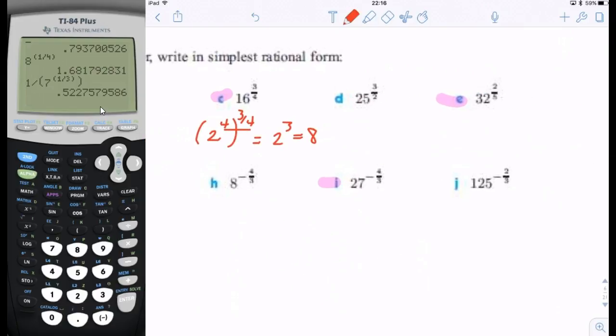What about this one? 32 can be expressed as an exponent of 2, so I could put 2 to the fifth, and then it's to the power of 2/5. So I can multiply those two together because that's an exponent to an exponent, and it's going to be 2 squared, which is 4.